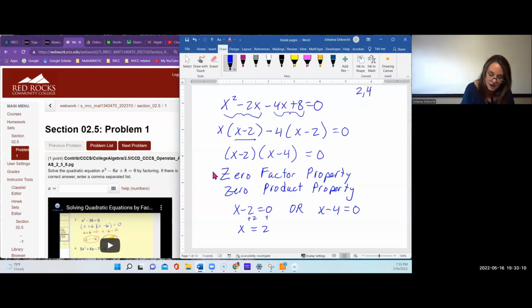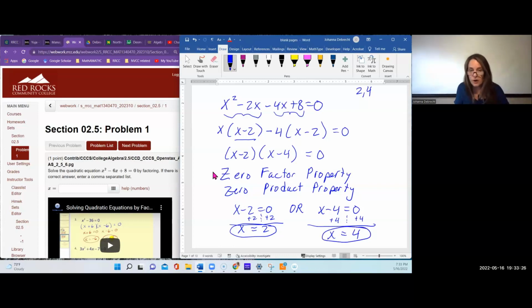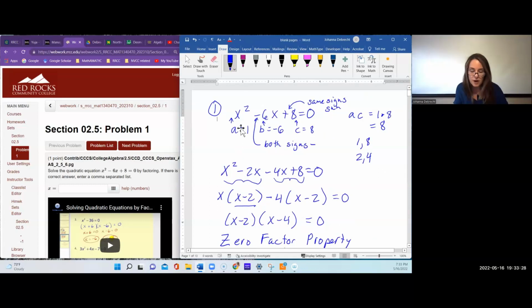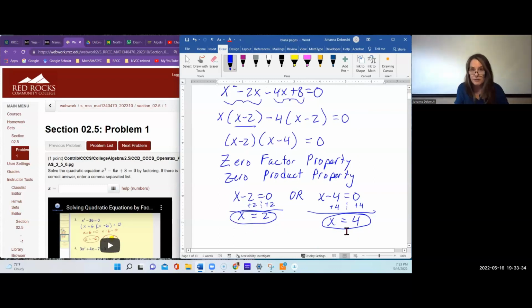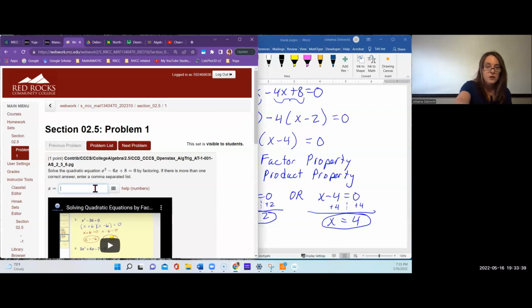Adding the 2 to both sides to keep it balanced across the equal gives us one possible solution of x equals 2, and adding 4 across both sides of the equal to keep it balanced gives us another possible solution of x equals 4. You can try both of these in the very original problem that you see up here, and you'll find that they both work to give us the correct answer. Our answers are 2 and 4, and to enter them into WeBWorK, we want to put 2, 4.